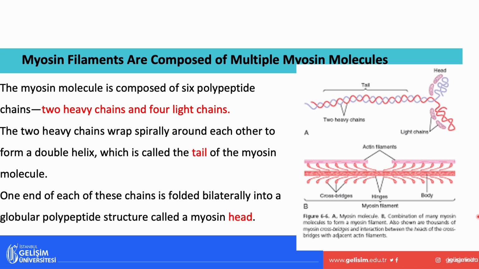The myosin molecule is made up of 2 heavy chains and 4 light chains, forming a double helix structure called the tail. The myosin head is formed by folding one end of each heavy chain into a globular polypeptide structure. Myosin molecules play crucial roles in muscle contraction by binding the actin filaments and using ATP hydrolysis to generate the necessary energy for muscle movement to take place.